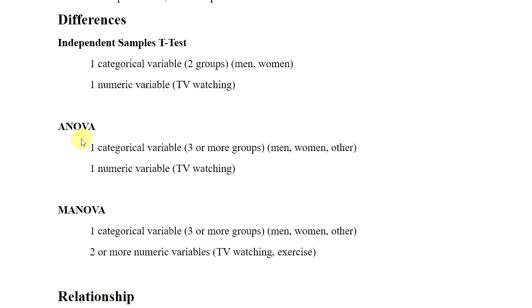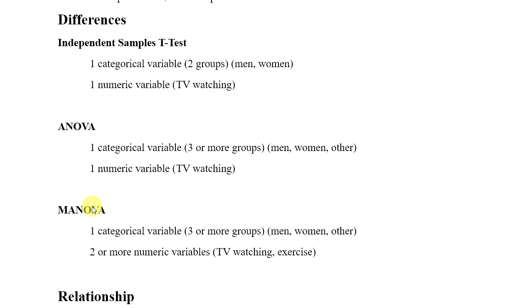So the ANOVA hypothesis would be very similar to that independent samples t-test, in that you're looking for the difference. Just this time you're looking for the difference between men, women, and other, and their TV watching. So you're trying to see, is there a difference in the amount of TV watching, so that numeric variable, based on gender, men, women, or other.